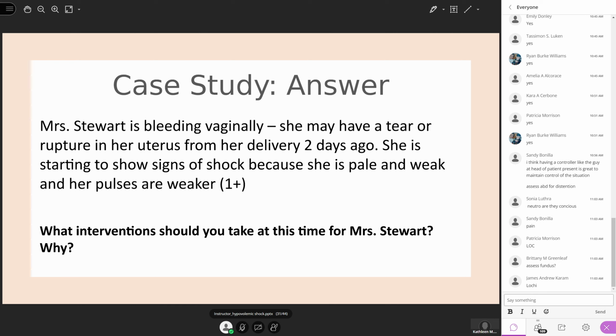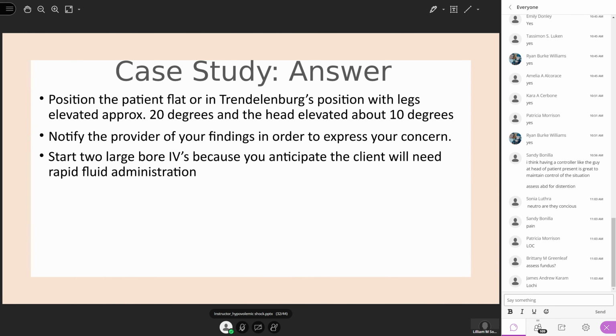Excellent. So you come in, you notice the shock, blood pressure's low, pulses are low. You drop her in Trendelenburg position. You make sure she gets 2 large bore IVs. And then what's the next step that you want to do? Lillian. Vital signs. Definitely vital signs. Yep, absolutely. And then who do we want to notify? The provider. Yep.